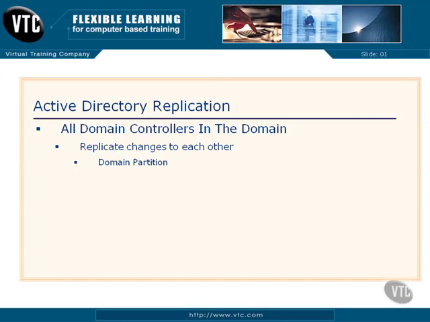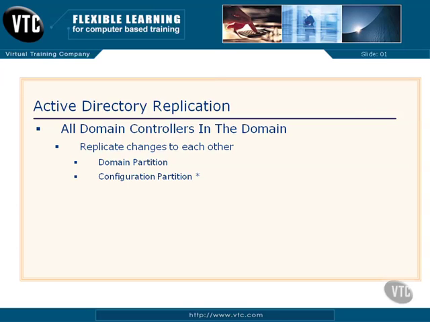The Active Directory database is divided into multiple partitions, or sections, that can be replicated independently of each other. You have the domain partition. I mentioned in part 1, this has all the objects stored in the domain: users, groups, computers, group policy objects, and so forth.